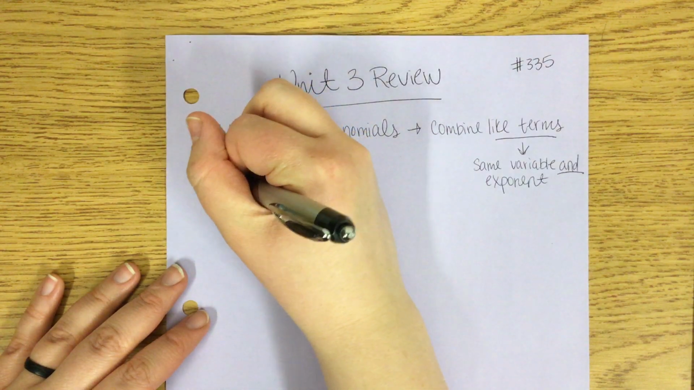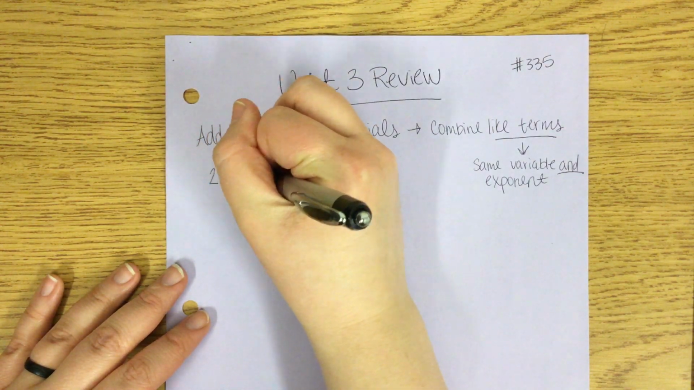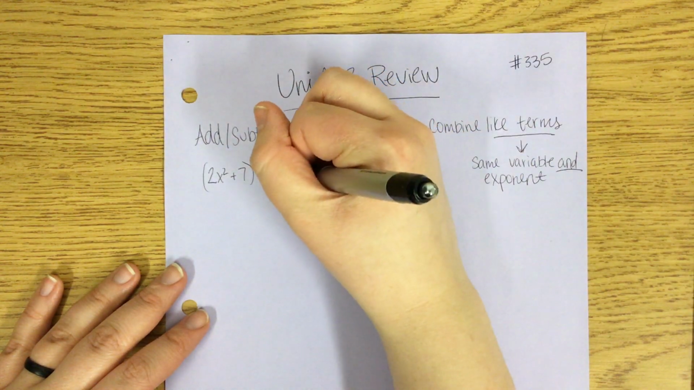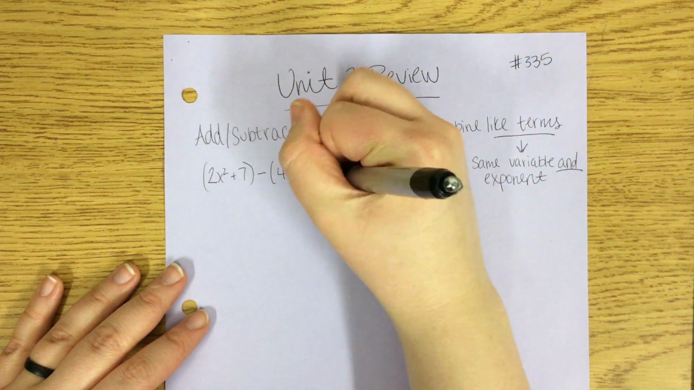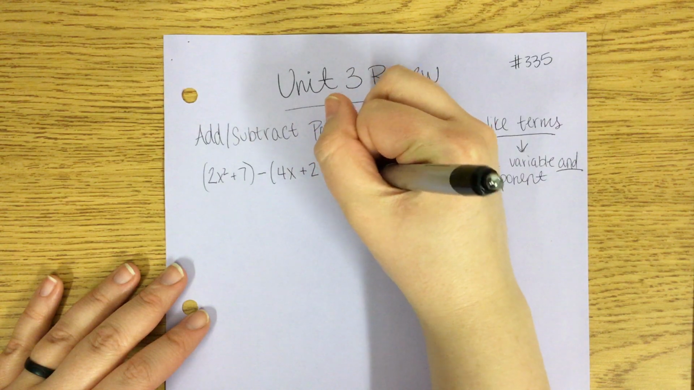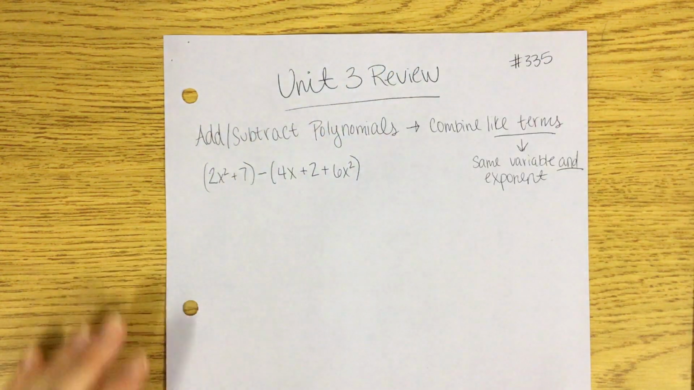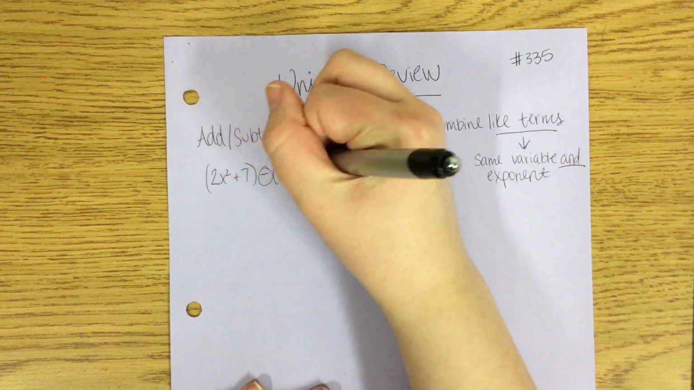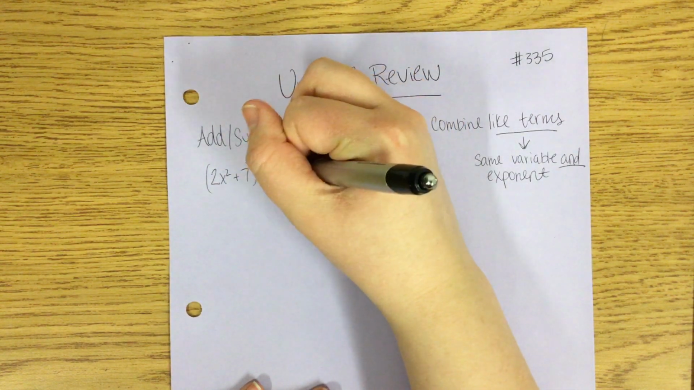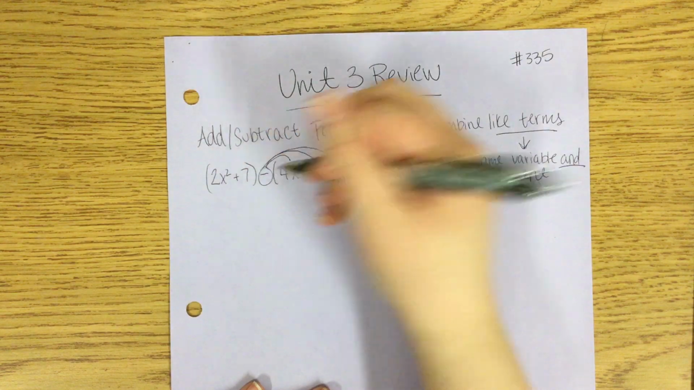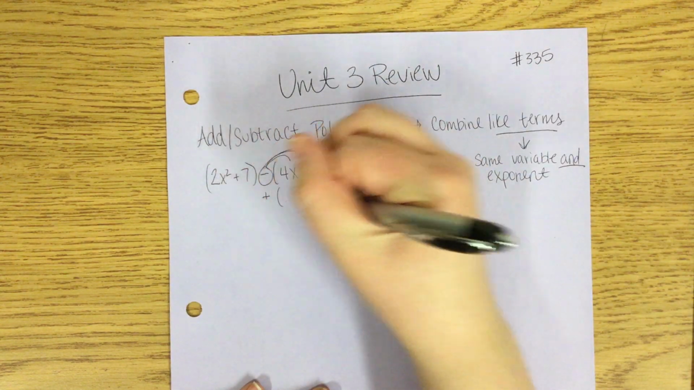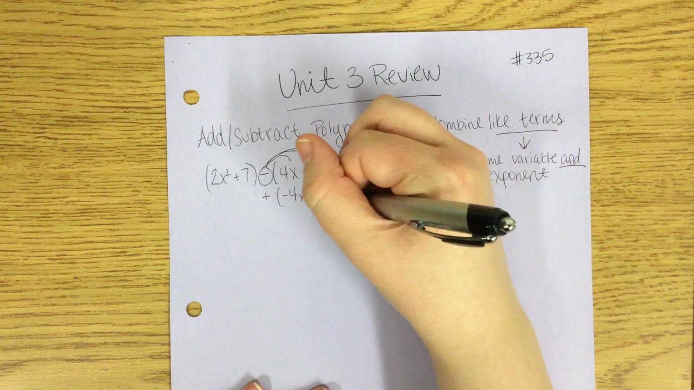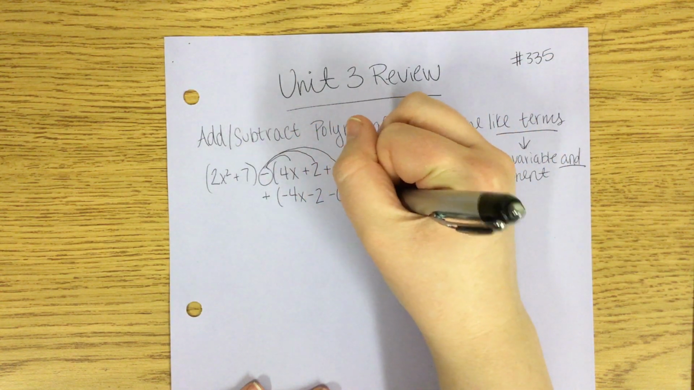So if I have 2x squared plus 7 minus 4x plus 2 plus 6x squared. Okay. Now remember, with the subtraction ones, we want to instead distribute that -1 inside and turn it into a positive, and that would make everything else inside change whether it is positive or negative.